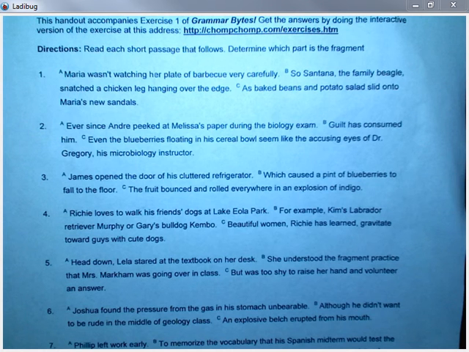It's a complete sentence. Andre, please tell me what the verb is in that sentence, the action. Washing. Good. Takira, who or what is doing the washing? Say it again, please. Well, look at number one with Maria. Maria wasn't washing her plates of barbecue very carefully. Who or what's doing the washing? That's fine. Kira, when we look at number one, Maria wasn't washing her plates, who or what's doing the washing?